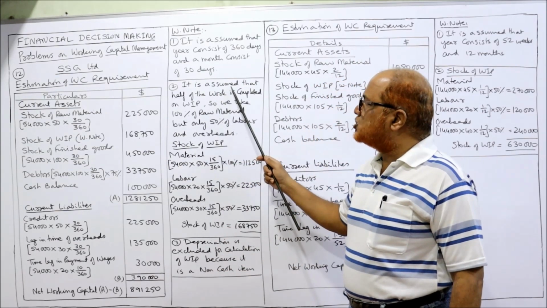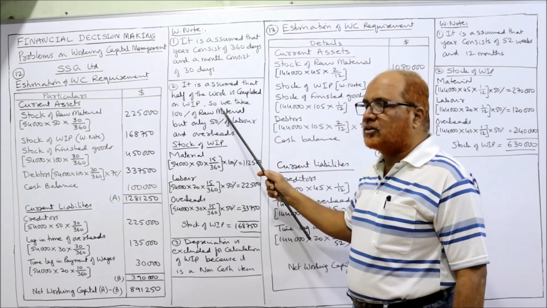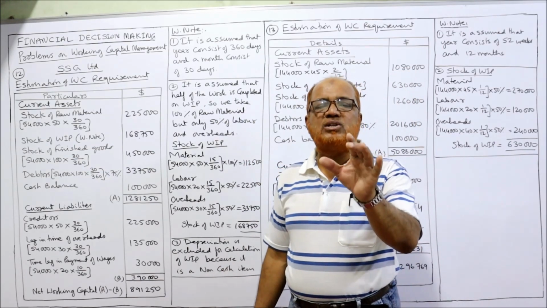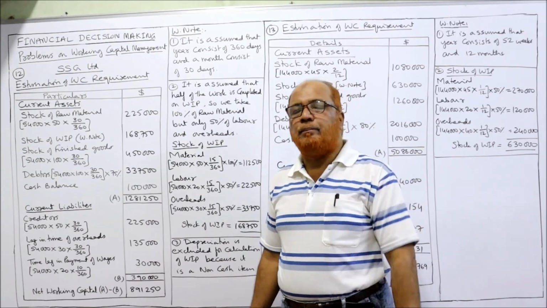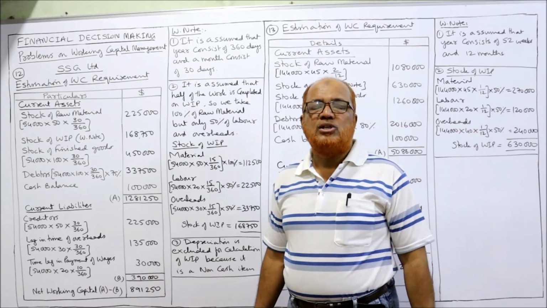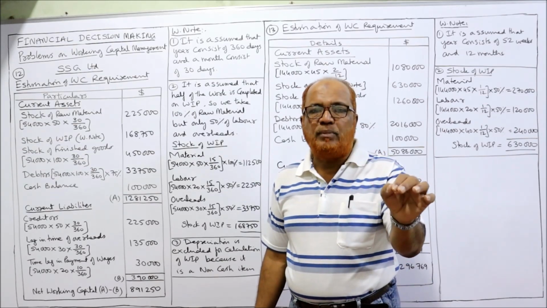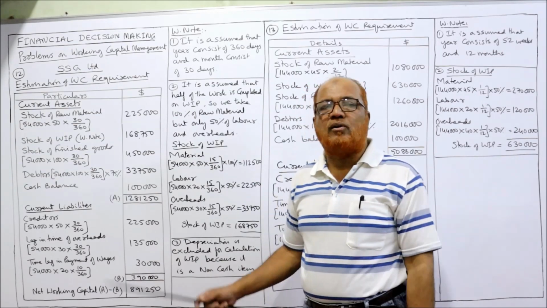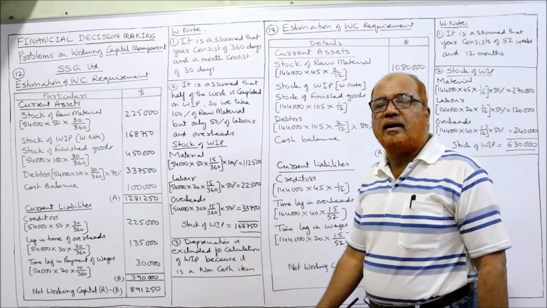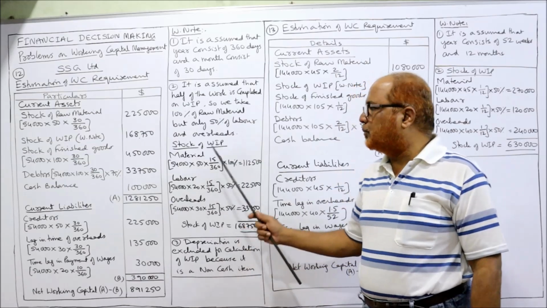Now, it is assumed that half of the work is completed on WIP. Again, it is not given in the problem what percentage of work is completed on WIP. So we assume half of the work is completed. So we take 100% of material but only 50% of labor and overheads. On this basis, we are calculating the stock of WIP, work in progress.